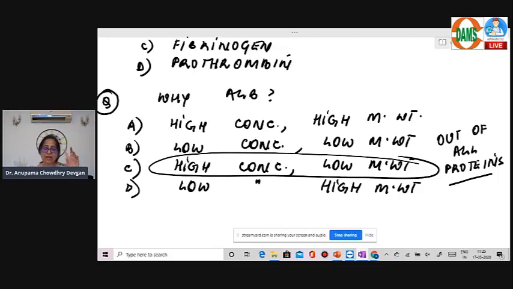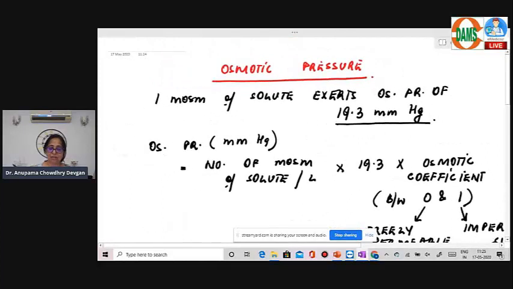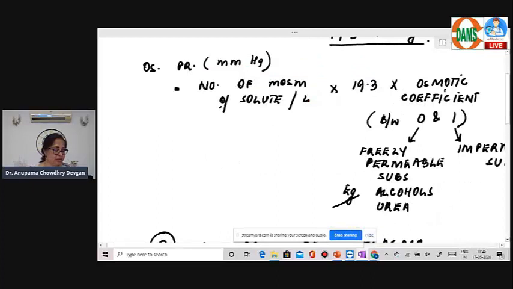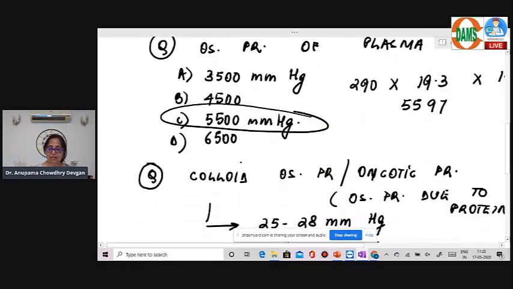Please remember, what is osmotic pressure? Let's have a look at this. It is related to osmolality. 1 milliosmol of solute exerts an osmotic pressure of 19.3. To calculate osmotic pressure, number of milliosmoles of solute into 19.3 into osmotic coefficient. And like I said, osmotic coefficient is variable between 0 and 1. Remember, freely permeable substances have osmotic coefficient of 0, for instance alcohols, urea. Osmotic pressure of plasma is 290 into 19.3 into 1.